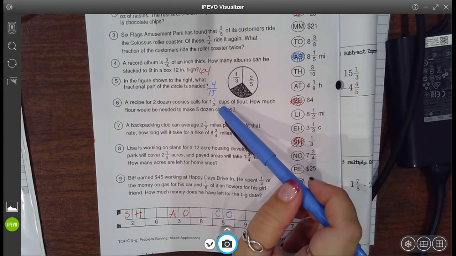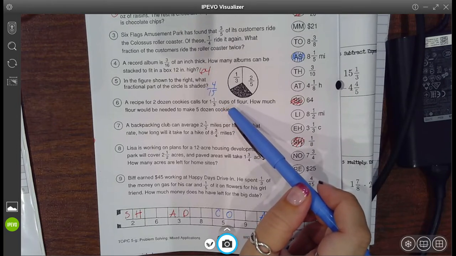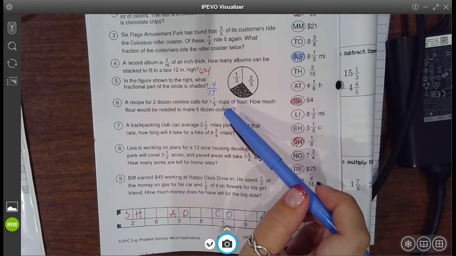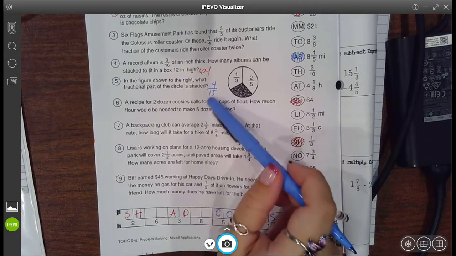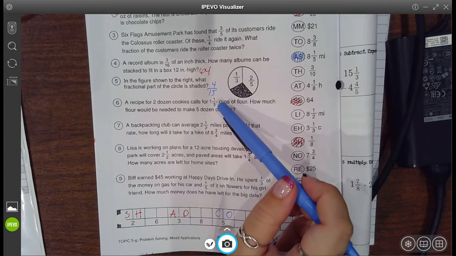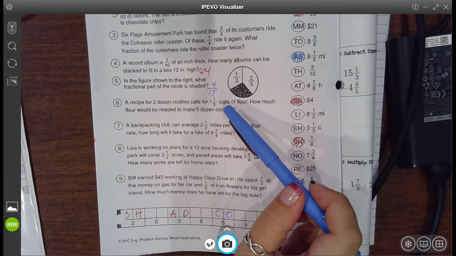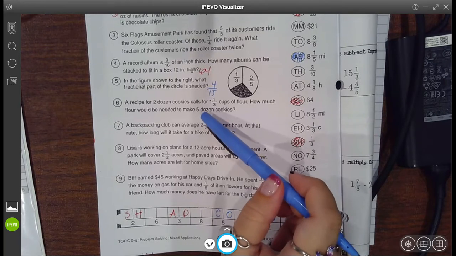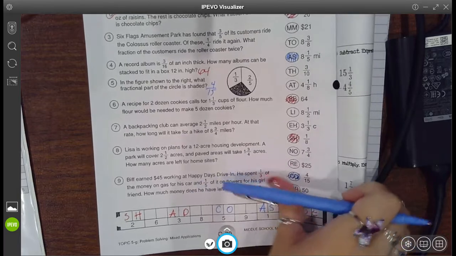What I think is easier, since you have to find how much it is for 1 dozen cookies anyway, I would do that first. So I'd figure out, okay, if 2 dozen is this much, then I'm going to take this amount and divide it by 2, and that will tell me how much it is for 1 dozen cookies. Then I take that amount and I multiply it by 5 because I don't want 1 dozen, I want 5 dozen. Okay, it would have been easy if it was like 6 dozen. I could have just multiplied this by 3. But no, they had to do 5.